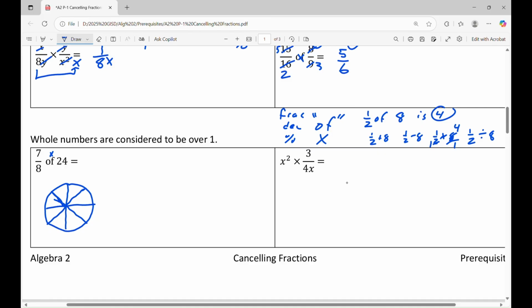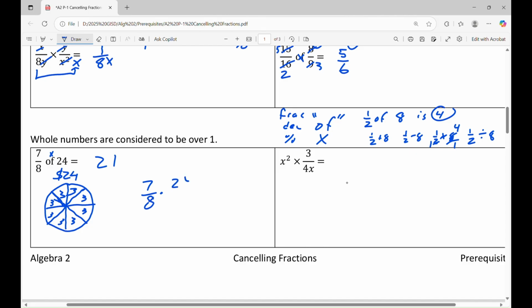So at this point, let's just stop and say, what if this is a cheesecake? And your cheesecake is going to cost $24, but it's got 8 slices in it. How much is each slice worth? Each slice is worth $3. 8 times 3 is 24. So if each of these slices is worth $3 and I get 7 of the slices, then I get 7 times 3 is 21.